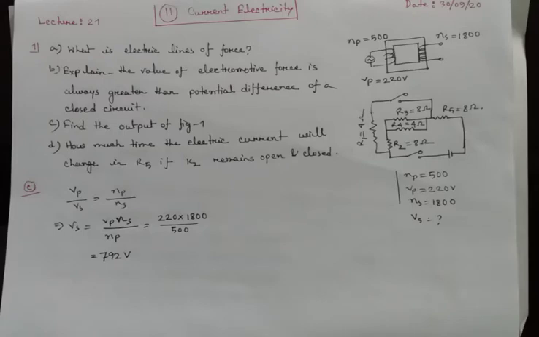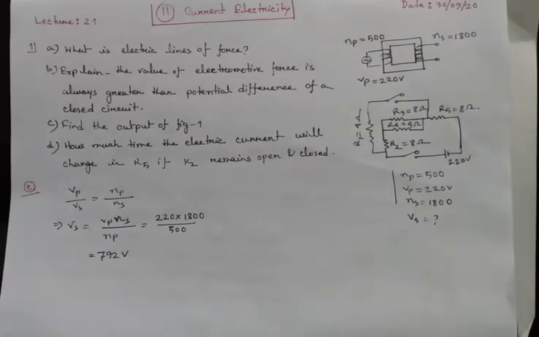In the transformer based diagram, that means the first diagram, the number of turns in the primary winding is 500 and in the secondary winding is 1800, and the primary voltage is 220 volt. These are the information for the first figure. And in the second diagram there is a combination of resistances. Five resistances are used here, and two keys are also given, and a voltage source is also used here.